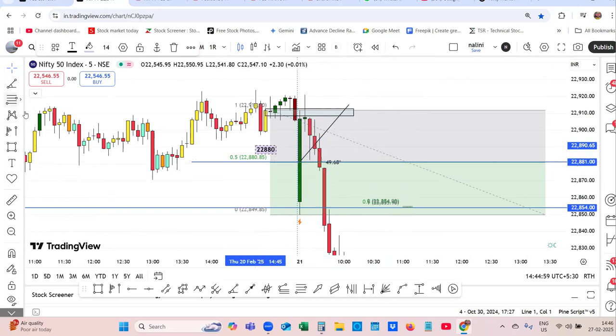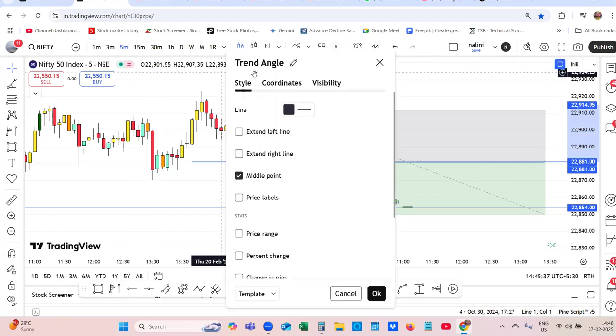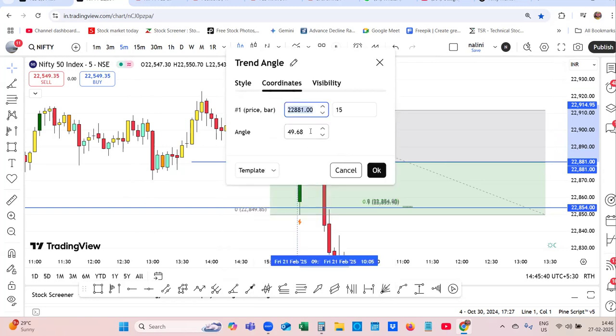So I am taking the tool and applying an angle of 45 degrees, because I want to know that according to the Gann fan, if the price is above 45 degrees, then it is positive. If the price starts falling below 45 degrees, then it becomes negative. So I'm anchoring the angle at the pivot of the 5-minute candle, that is 22,881, and this angle, the 1-minute trend angle, I'm tweaking to 45 degrees.